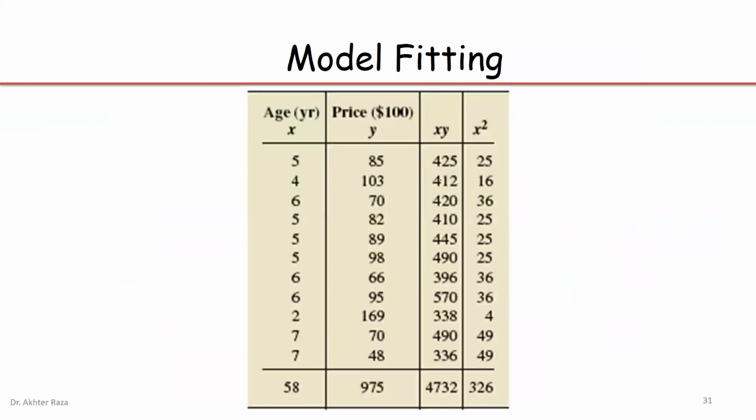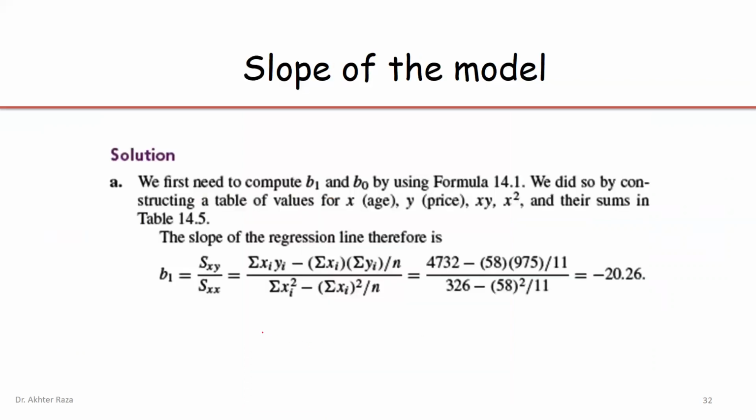For this data set, two columns are constructed, x into y and x square, and their totals are to be computed. These totals will be used in the formula of slope and intercept. The formula of slope b1 is summation xy minus summation x into summation y upon n, the numerator, over the denominator. Slope is minus 20.26. So we can clearly write it as beta 1.